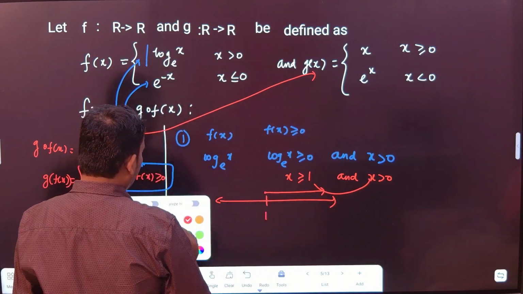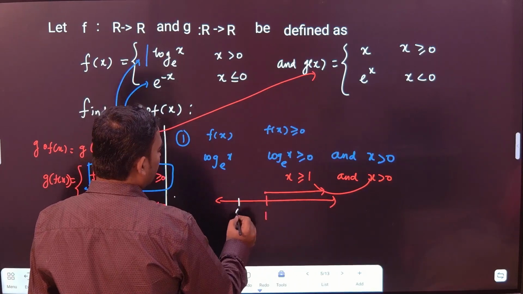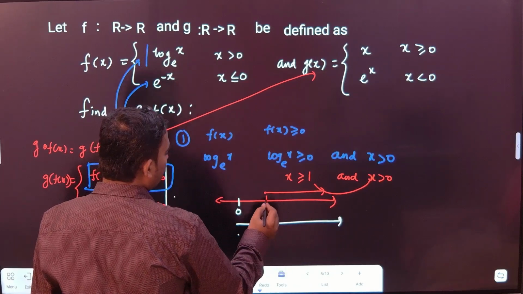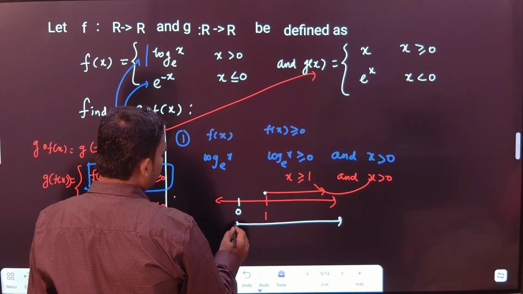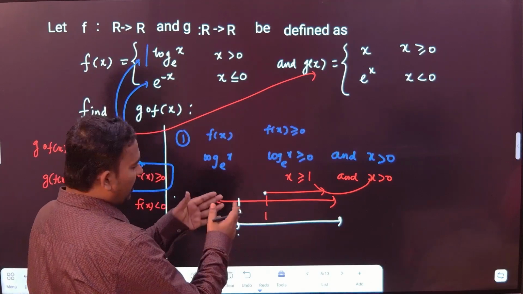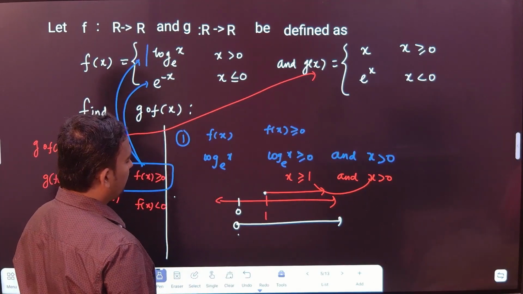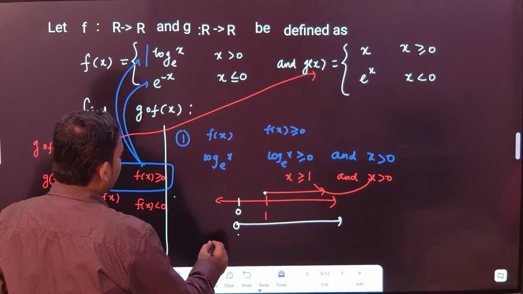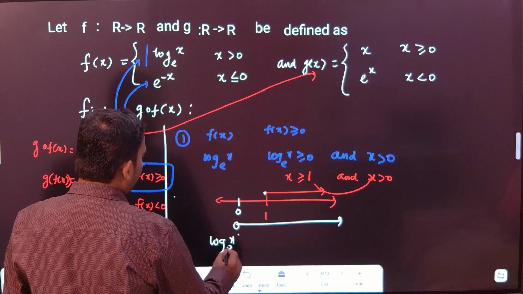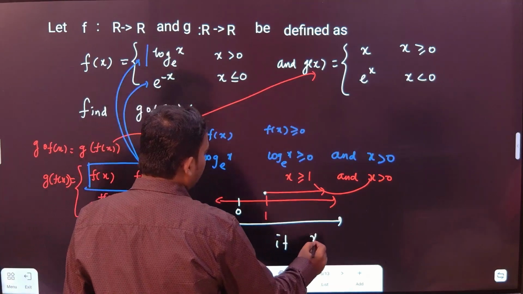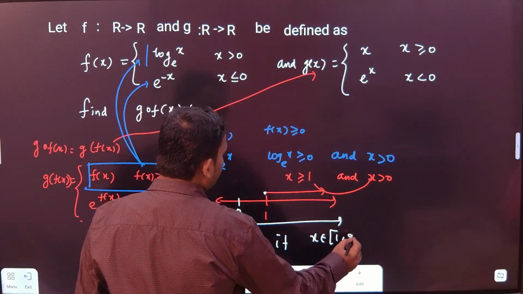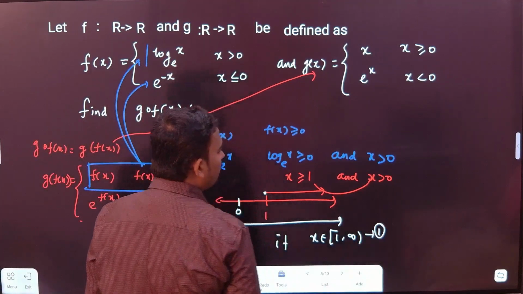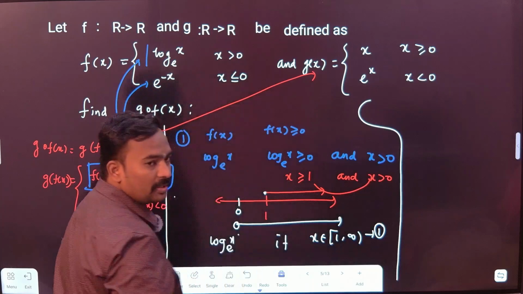And then second one, you can see x will be more than 0. More than 0 or greater than or equal to 1. This is included. This is not included. So in the red color and white color, which is common? 1 to infinity is the common, right? So therefore this will be defined. So log x base e if x belongs to 1 to infinity. Let's take this as first one. Understood? Second one you can see.